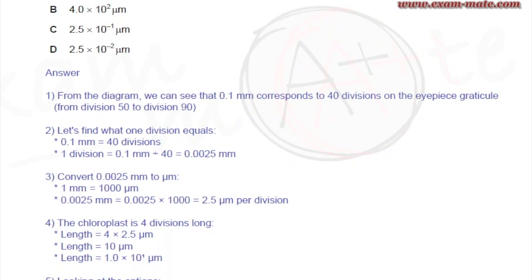1. From the diagram, we can see that 0.1 mm corresponds to 40 divisions on the eyepiece graticule, from division 50 to division 90. 2. Let's find what 1 division equals. 0.1 mm equals 40 divisions. 1 division equals 0.1 mm divided by 40, which is equal to 0.0025 mm.